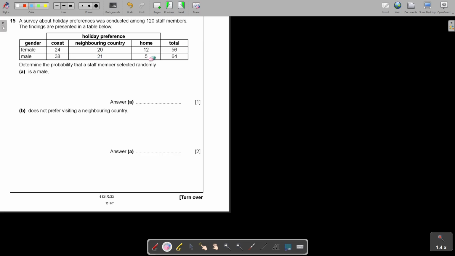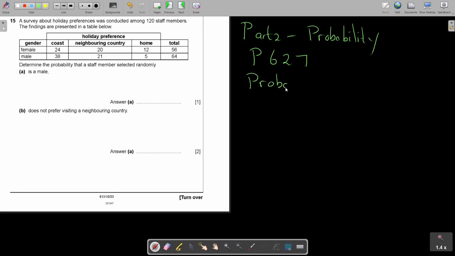Very important. So before you start with the question, always first understand the table. And where do we find this? We will find this in Part 2 textbook, Probability, and that will be on page 6 to 7, and that is actually the probability of single events.